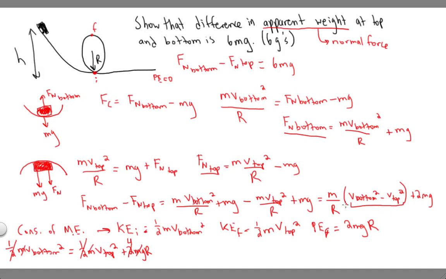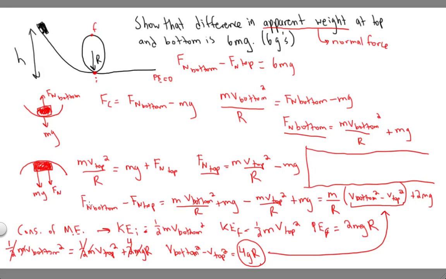So remember, we're looking for this expression here, v bottom squared minus v top squared. So what I'm going to get is v bottom squared minus v top squared equals 4gr. That's what we're looking for. What I'm going to do is plug into this expression here, and we're going to finish up in this little box.